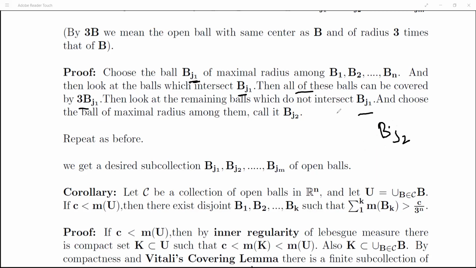And observe that this subcollection will be disjoint by your choice, because I am choosing b_j2 to be the ball of the largest radius among the balls which do not intersect b_j1. So by my choice, this collection is disjoint. So that's how you get the subcollection. So the proof is not very hard, just some basic observations.